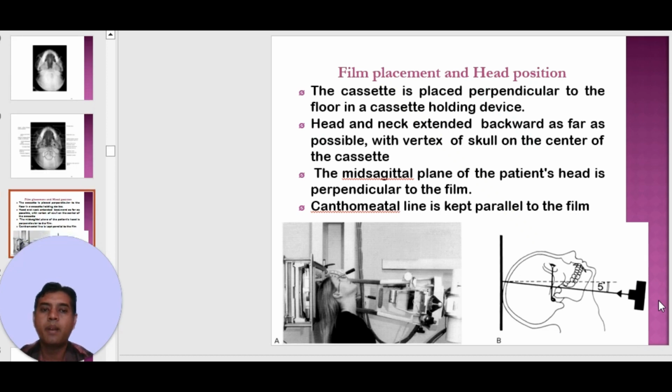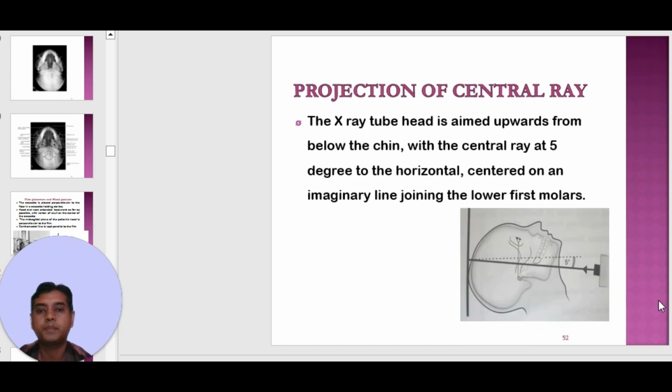The cassette is placed perpendicular to the floor in a cassette holding device, with the head and neck extended backward as far as possible with the vertex of the skull on the center of the cassette. The mid-sagittal plane of the patient's head is perpendicular to the film and the canthomeatal line is kept parallel to the film. The x-ray tube head is aimed upwards from below the chin with the central ray at 5 degrees to the horizontal, centered on an imaginary line joining the lower first molars.